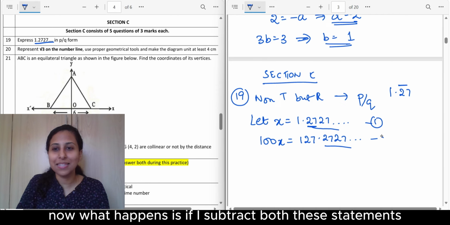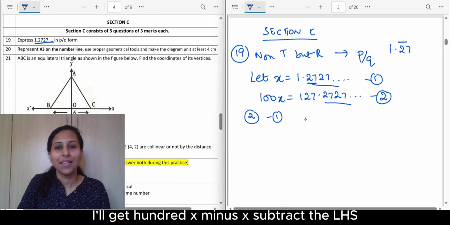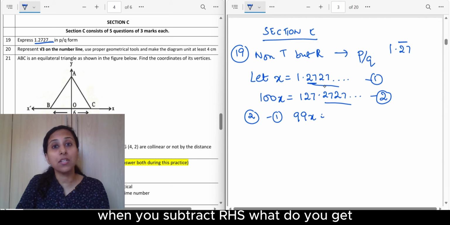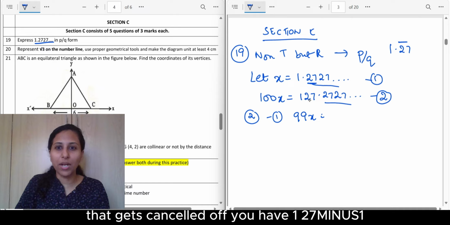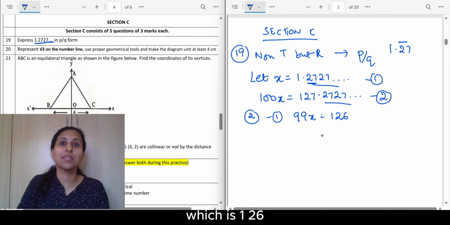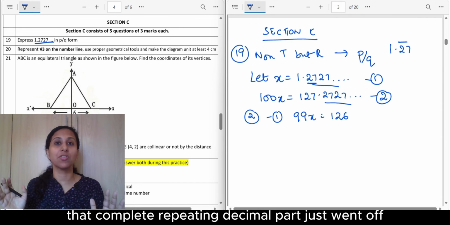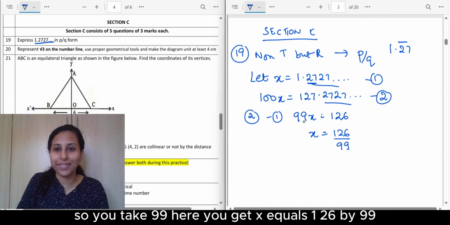What was the advantage of getting the same repeating part after the decimal point? Now if I subtract both these statements, if I do 2 minus 1, I'll get 100x minus x. Subtract the LHS: 100x minus x will be 99x. When you subtract the RHS, what do you get? This 0.27 which is repeating gets cancelled off. You have 127 minus 1, which is 126. Do you see what happened? That complete repeating decimal part just went off because we had made it the same. Now it's very easy. I can just divide both sides by 99. You get x equals 126 by 99.